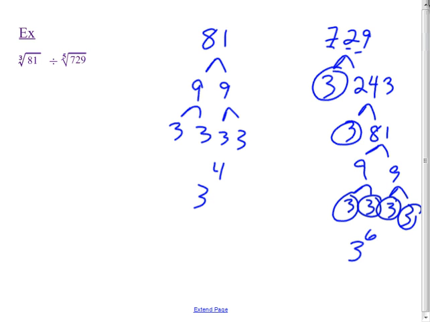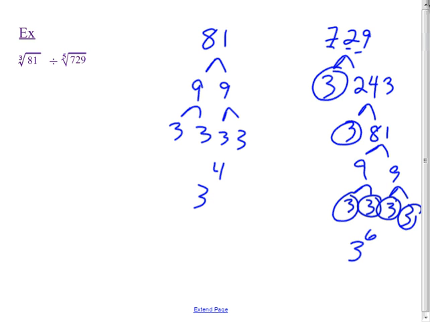Okay, all that work done. Why would I do that? Well, because I don't know what the cubed root of 81 is, and I don't know what the fifth root of 729 is. But I do know that 81 is 3 to the 4th, and I do know 729 is 3 to the 6th. And then they also have those roots.